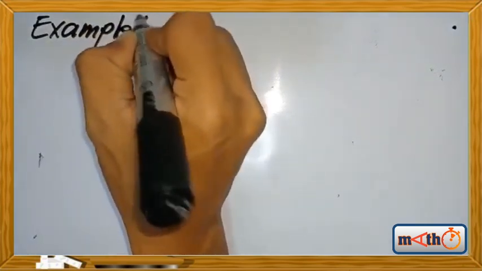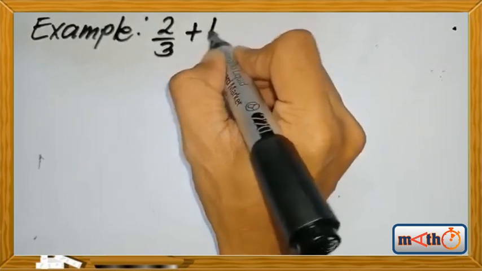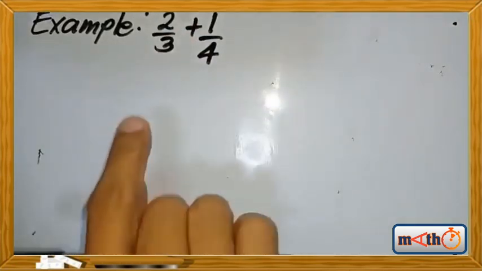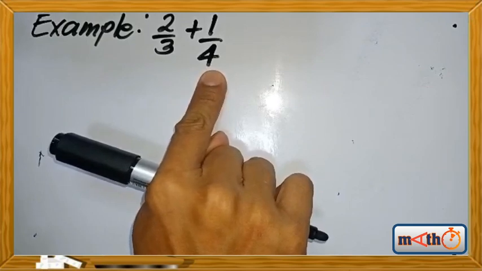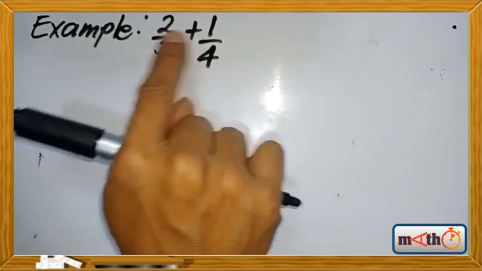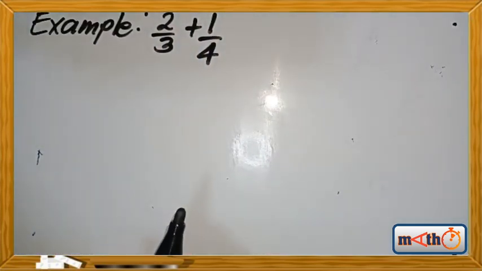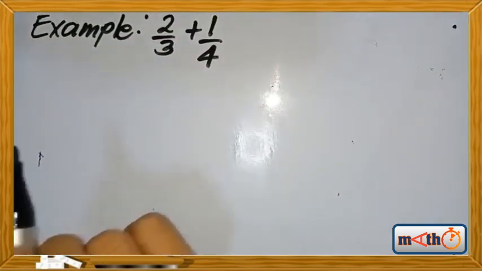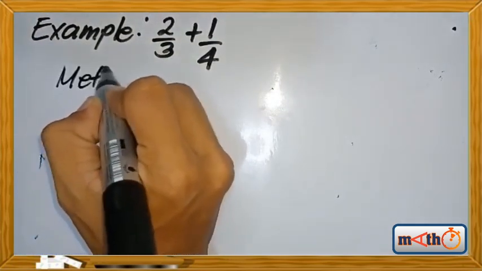Say we have 2/3 plus 1/4. Now, as you can see, we have a 3 and a 4 as our denominators. So in this case, we can directly add their numerators. So what we need to do, again, as I've said, we need to apply the three methods. But let us use first method number 1. And what is method number 1?